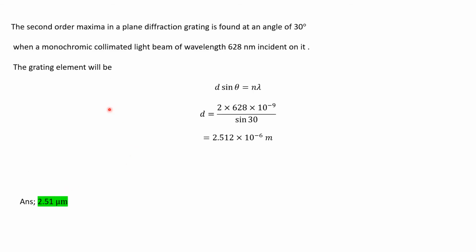And here is the solution. It is asking for the grating element when the second order maximum in the plane diffraction grating is found at an angle of 30 degrees for a monochromatic collimated light beam of wavelength 628 nanometer. We know that d sin theta is equal to n lambda. Because it's second order, we put n equal to 2 and find the value of d as 2.512 into 10 to the power minus 6 meter, that is equal to 2.51 micrometer. So the right answer will be 2.51 micrometer.